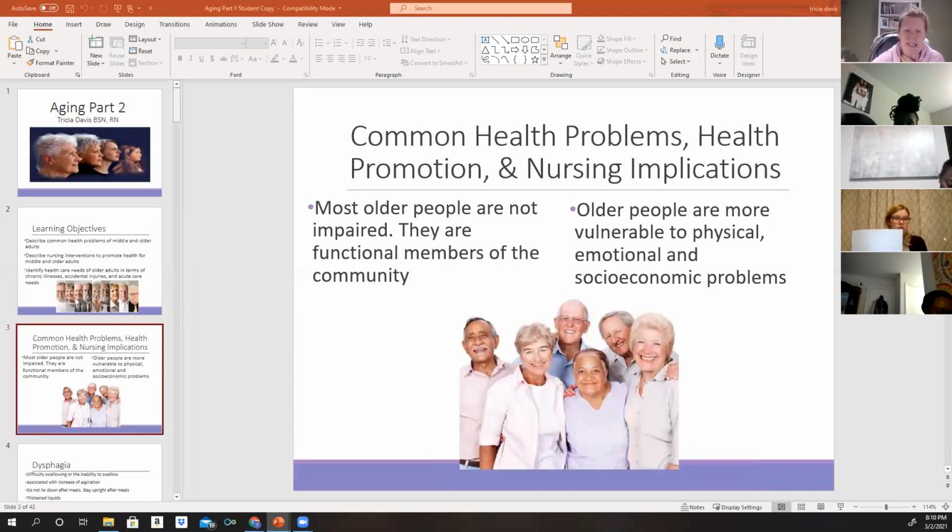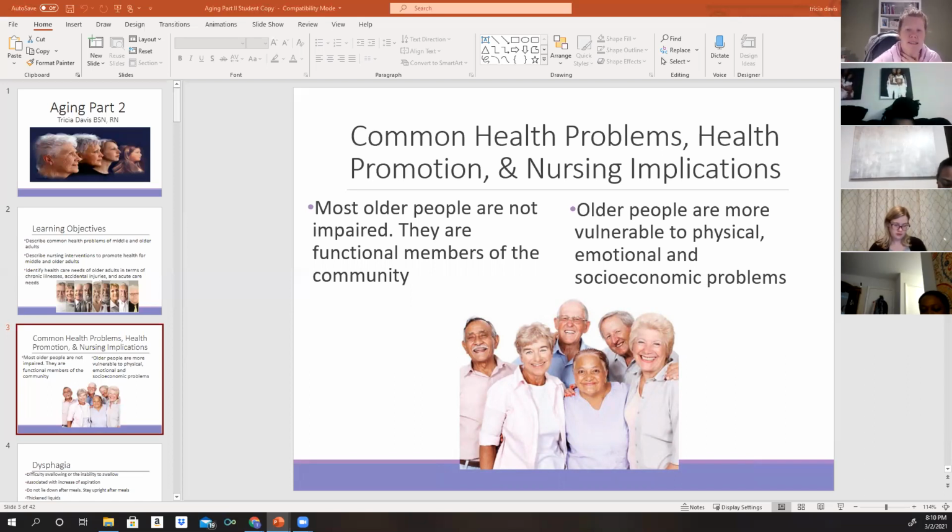So the older person is a person older than 65 years of age. We classify them as young old, middle old, and then old old. Young old is 60 to 74. Middle old is 75 to 84. And then old old is 85 and older.